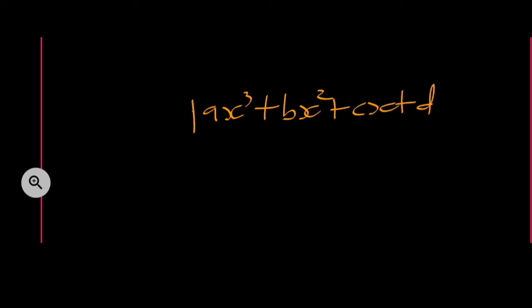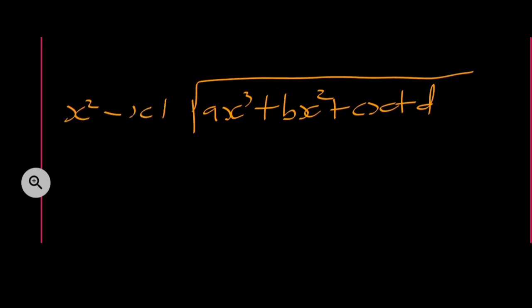Now this is how you set it up: ax cubed plus bx squared plus cx plus d to be divided by x squared minus x plus 2. And now to make ax cubed, we multiply the divisor by ax, which gives ax cubed minus ax squared plus 2ax.